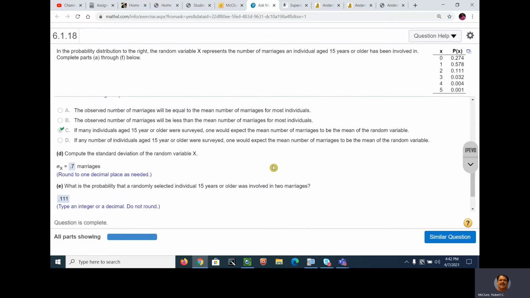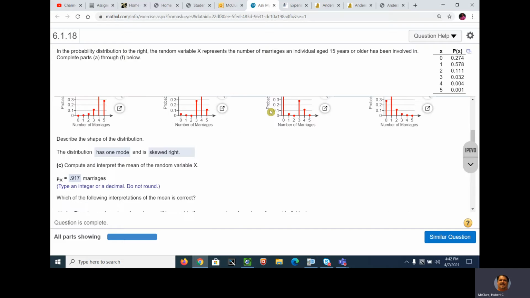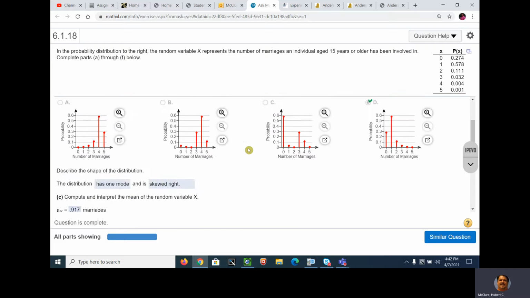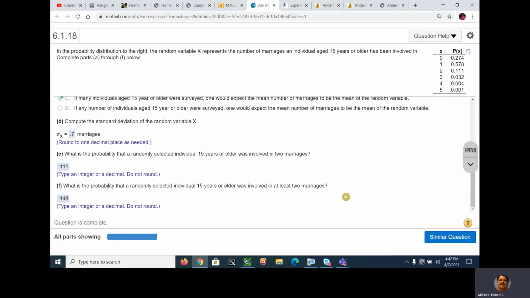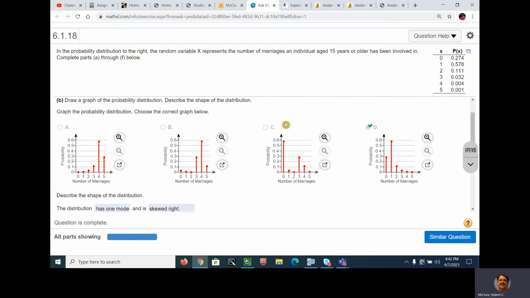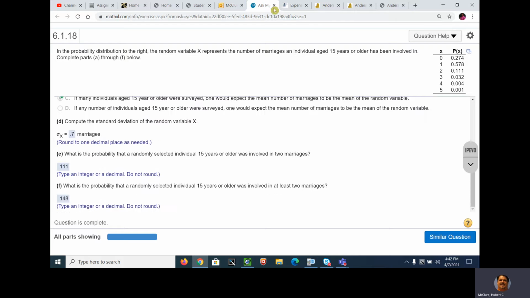And that is 6.118. I like this question, and I'll tell you why I like it. I like it because it has everything in it for 6.1. If you can do 6.118, you can do pretty much any question in 6.1. Okay? So that's how you do that problem, 6.118. So rewind, pause, fast forward, however you need to work on 6.118. That takes care of that one.